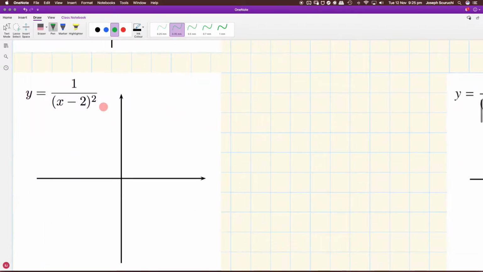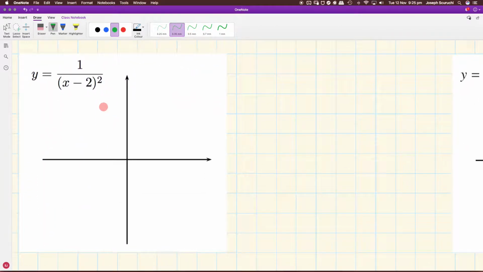Let's now come down here and go to another one. As you probably guessed, just like 1 over x, this minus 2 is going to cause a shift of 2 spaces to the right.